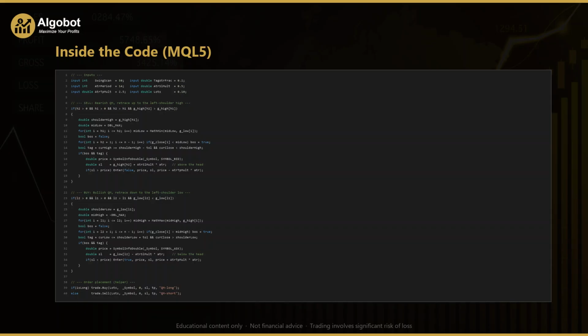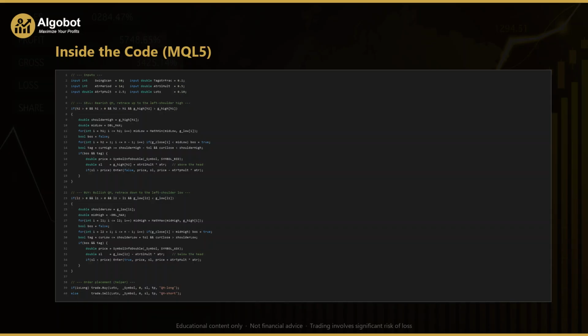Now the sell block, the bearish Quasimodo. It first confirms two swing highs exist and that the head sits above the shoulder. It scans for the lowest low between them, then checks whether any later close drops below that mid-low. That's the break of structure flag. The tag condition asks whether the current bar reached the shoulder high within tolerance and then closed back below it.